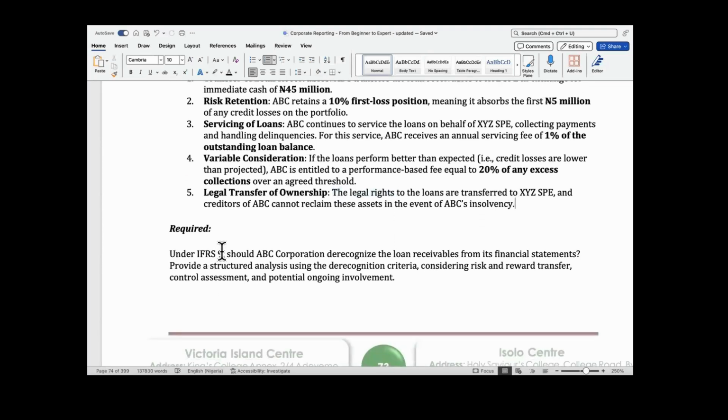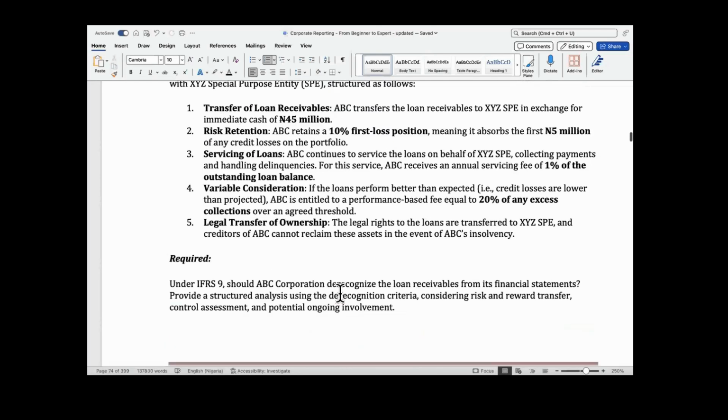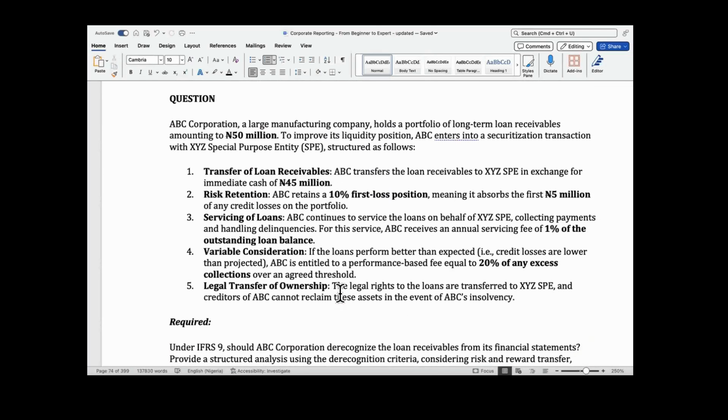Under IFRS 9, should ABC derecognize the loan receivables from its financial statement? Provide a structured analysis using the recognition criteria, considering risk and reward transfer, control assessment, and potential ongoing investment. Okay. This is a more detailed question than the first one.